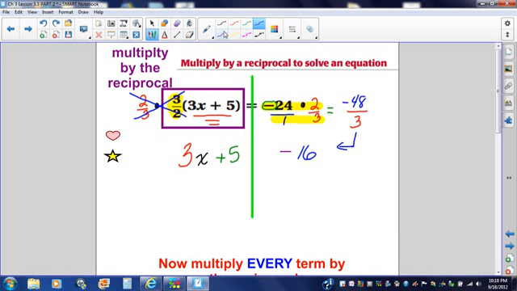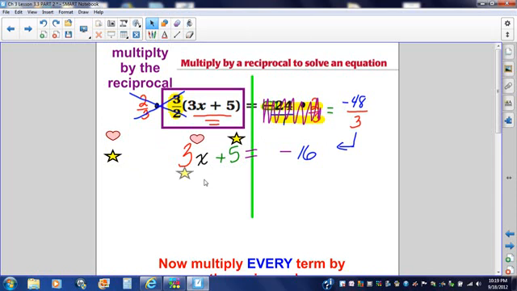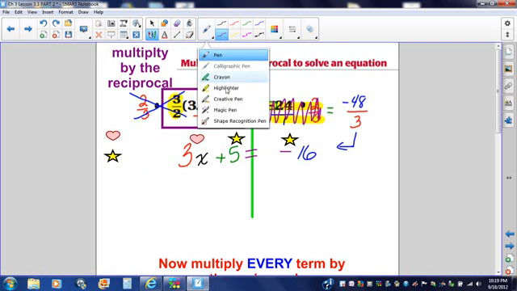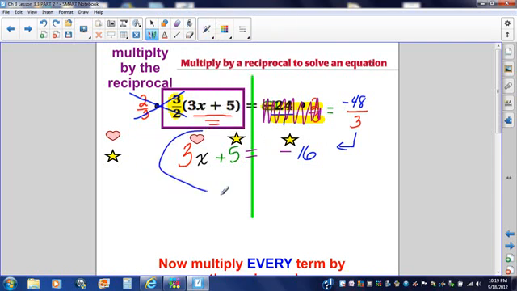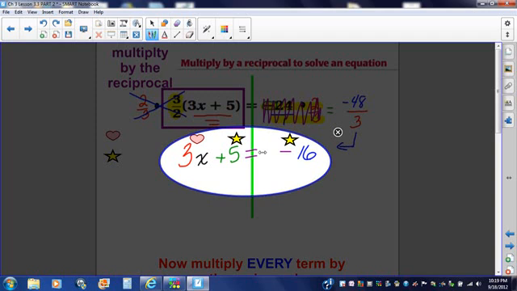Alrighty, so all of this, when I worked it out, gave me negative 16. So I'm going to put an equal sign here. So now my equation is 3x plus 5 equals negative 16. Now I can do heart and stars. Isn't it nice now knowing that I do not have to deal with any fractions here?